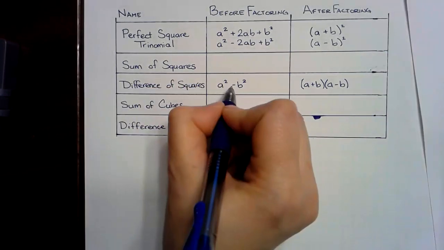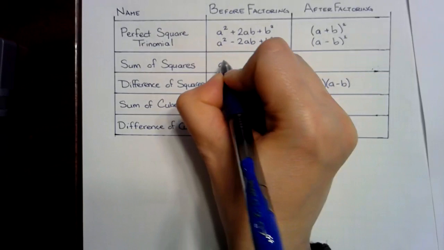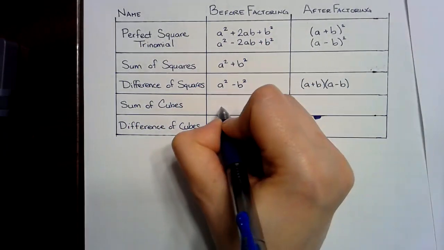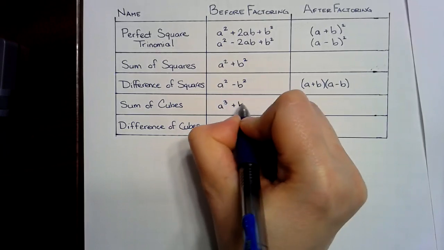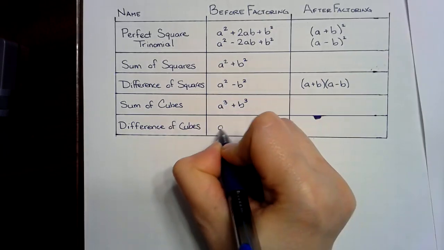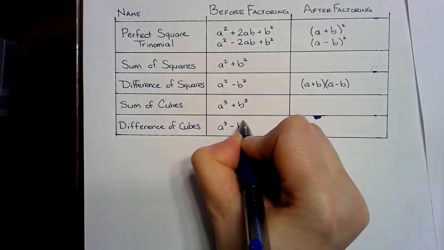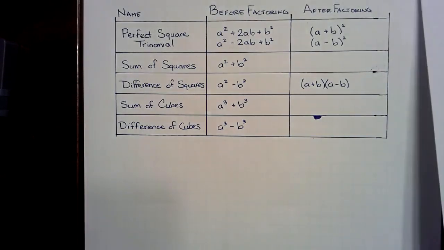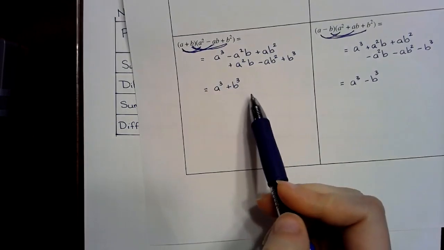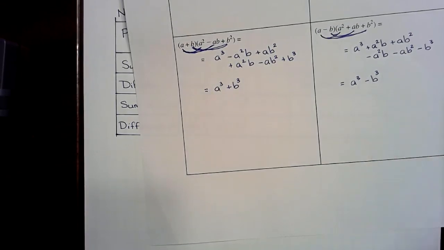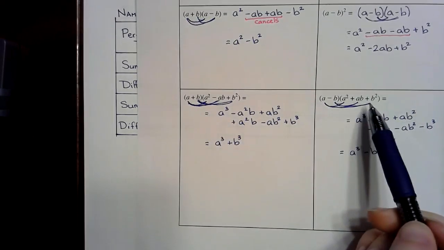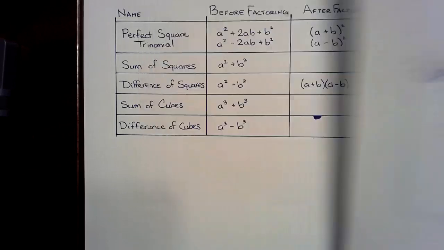Now, if that's the difference of squares, the sum of squares will look like a squared plus b squared. Sum of cubes, a cubed plus b cubed. Difference of cubes, a cubed minus b cubed. So let's see if we can find any of the rest of these. Well, here's our sum of cubes and our difference of cubes. So I can go back and copy what it came from as our factorization.